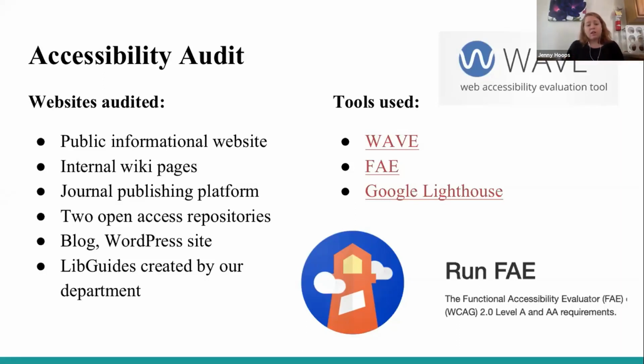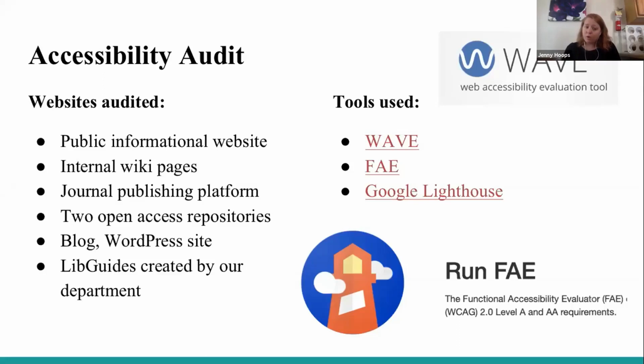So we were asked to audit not only our institutional repository, but all scholarly communication managed websites. This included our public informational website, openscholarship.indiana.edu, and our internal wiki pages. This was not only to encourage some of our documentation that we share with limited users, we were also hoping to make our documentation internally for future employees more accessible.